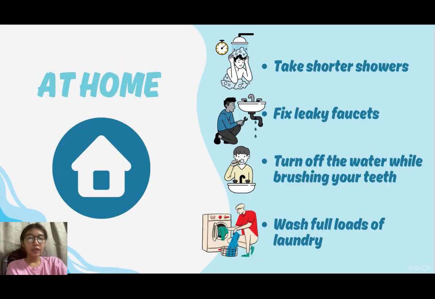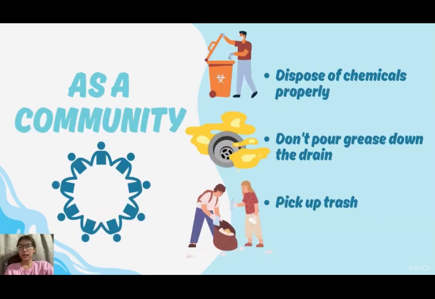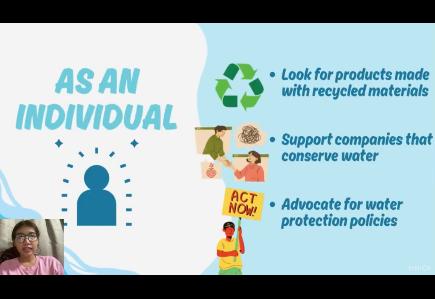At home, we can take shorter showers, fix leaky faucets, turn off the water while brushing our teeth, and wash full loads of laundry. As a community, we can dispose of chemicals properly, not pour grease down the drain, and pick up trash. Lastly, as individuals, we can look for products made with recycled materials, support companies that conserve water, and advocate for water protection policies.